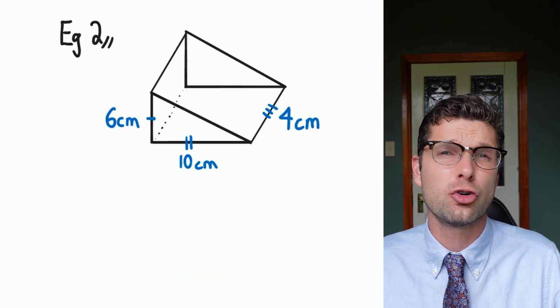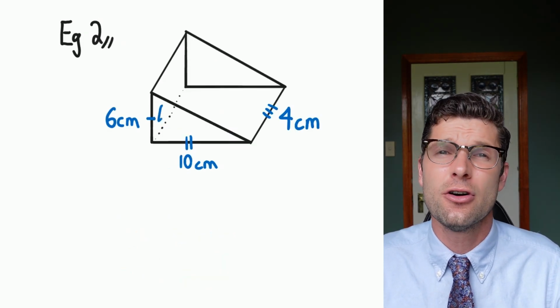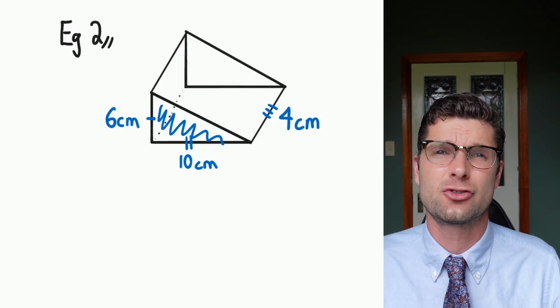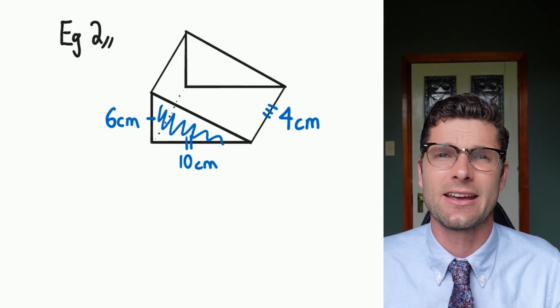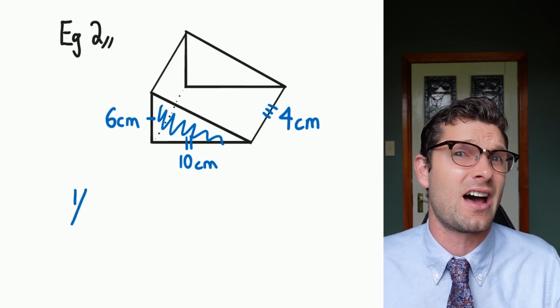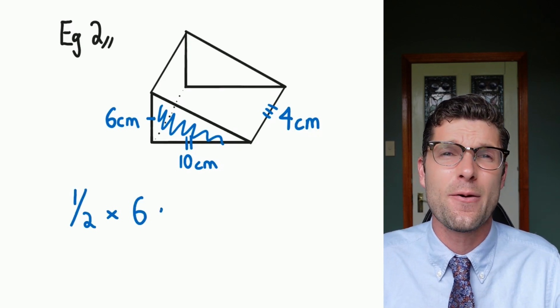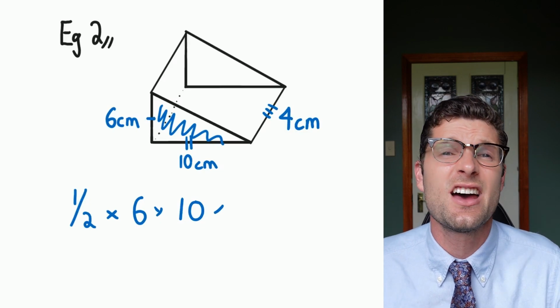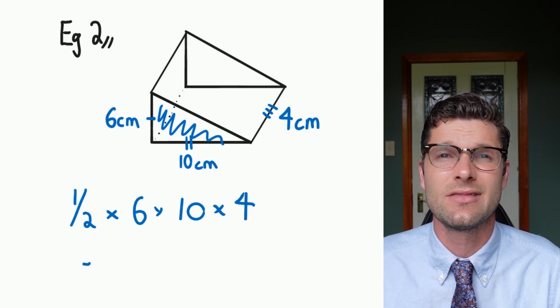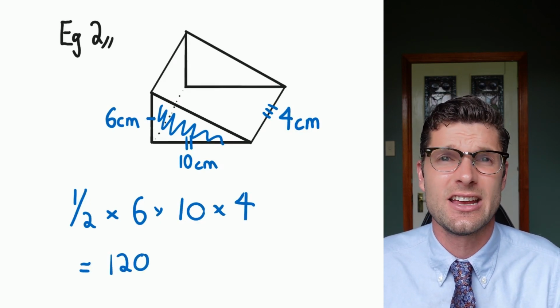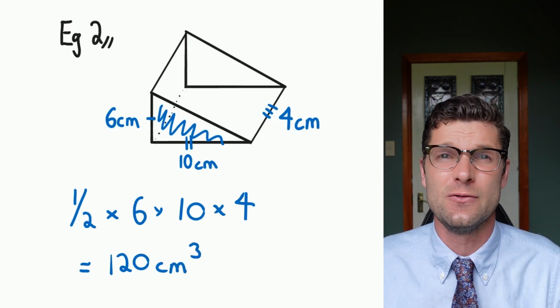So for this one here, the cross-sectional face is that triangle. So we just have to find the area of the triangle and multiply it by how far back it goes. The area of the triangle is 1/2 times 6 times 10. And then we can see it goes back 4 centimeters. So we just have to multiply it by 4. That just becomes 120 centimeters cubed. And that's all we've got to do for this.